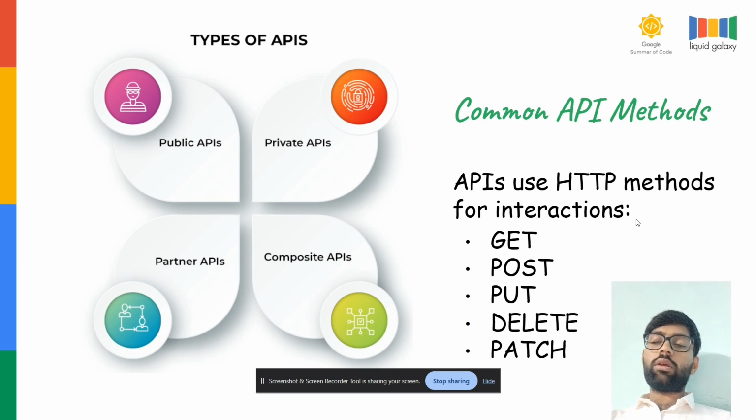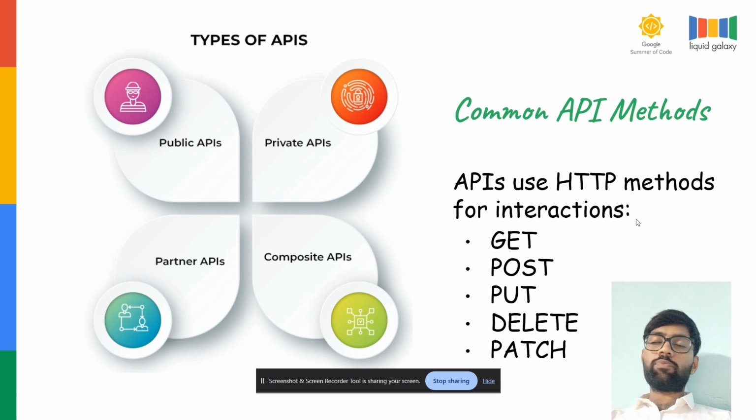What are private APIs? Those are used by the company itself. If you are working in a company, the company has APIs for its users, in which they get the user's name, user ID, and all the things that are needed in the community. So they are all private APIs.